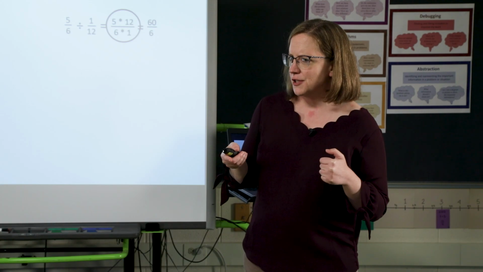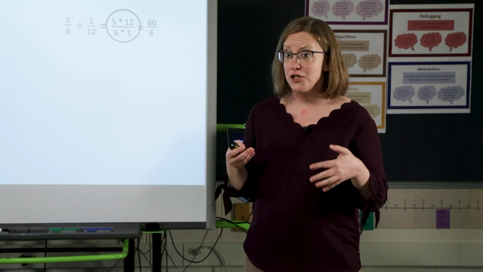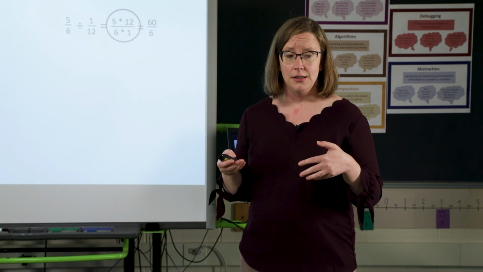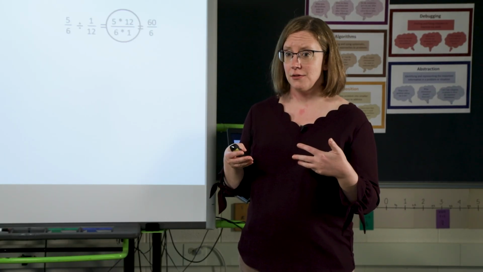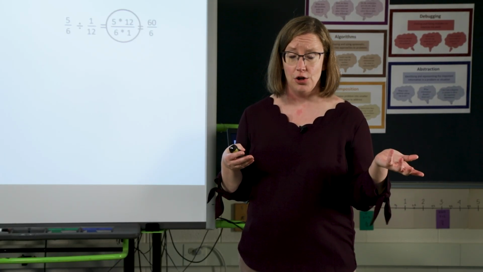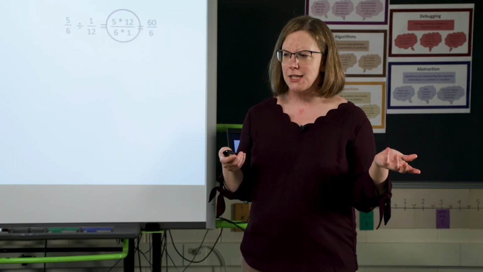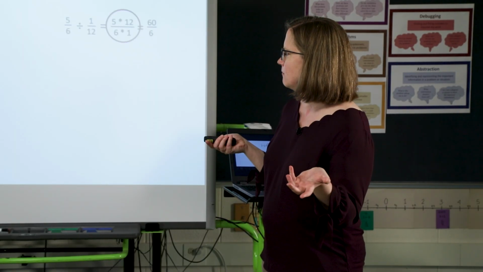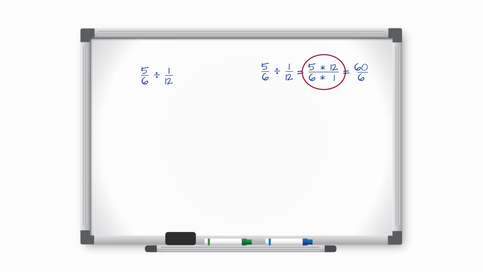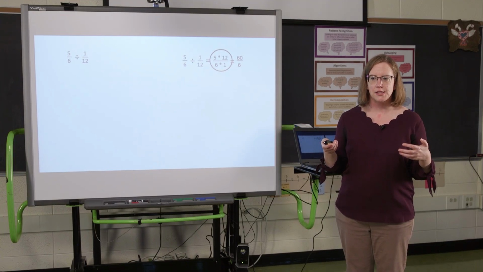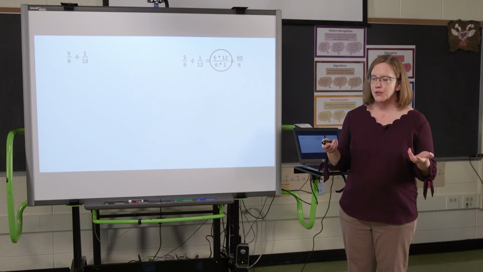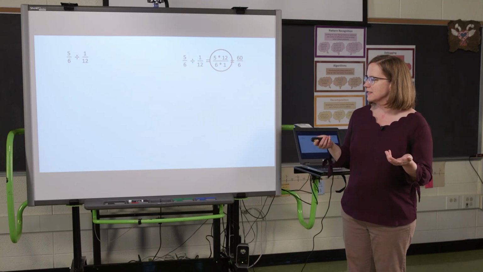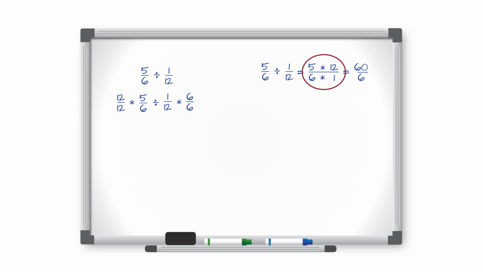So we know that another strategy for dividing fractions is to change the fractions to have common denominators. And when we do that, we can just divide the numerators. That's a strategy we came up with in an earlier lesson. So what if we did that here? We start with 5/6 divided by 1/12. And one way to change them to have common denominators would be to multiply each fraction by a version of 1 that uses the denominator of the other fraction. So we would multiply 5/6 by 12/12 and multiply 1/12 by 6/6.